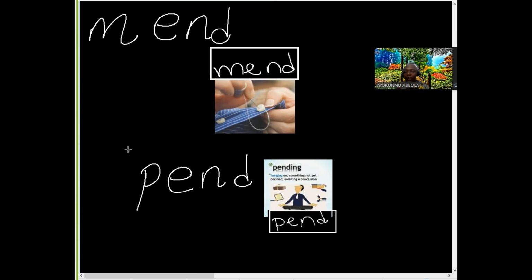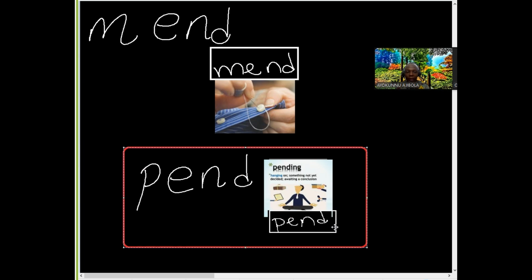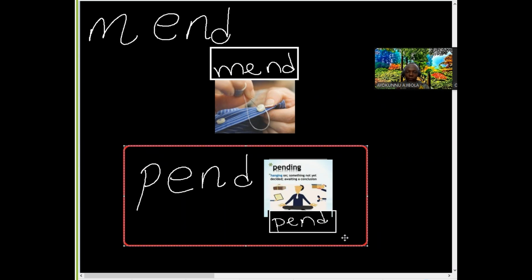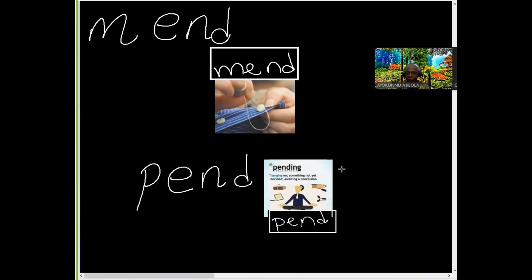Look at this one. Pend. Say pend. Say it again. Let me hear you. Pend. That's good. Now, let's continue. What is the root word again? What is this, Ogo? End. Very good.